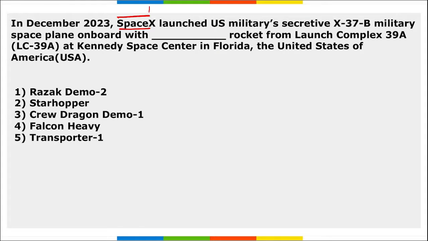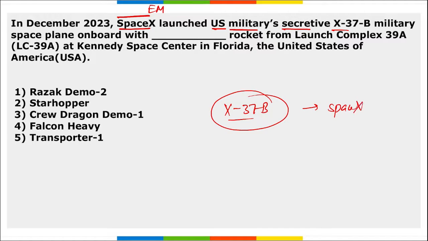SpaceX is owned by Elon Musk, right? So SpaceX recently launched a US military secretive X-37B military space plane. X-37B. This is a secretive military space plane that was launched by which company? SpaceX. The question asked here is, this was launched using which rocket from Launch Complex 39A at Kennedy Space Center in Florida, USA. We know the Falcon Heavy.